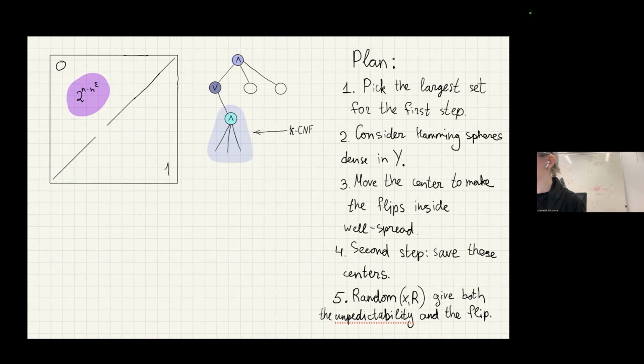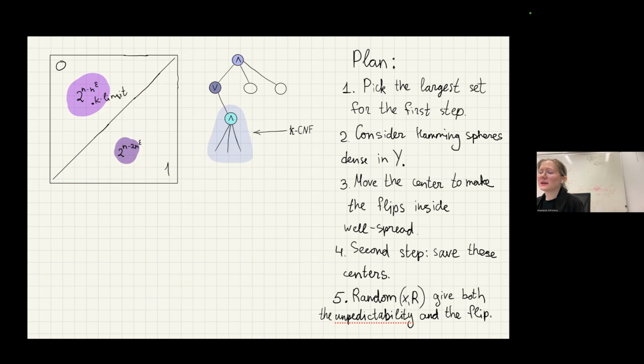Let me just redraw this. Okay, so I have a smaller bubble right here, and it's of size 2 to the n maybe minus 2 n to the epsilon. And now I am ready to find a k-limit here. K-limit. Right.